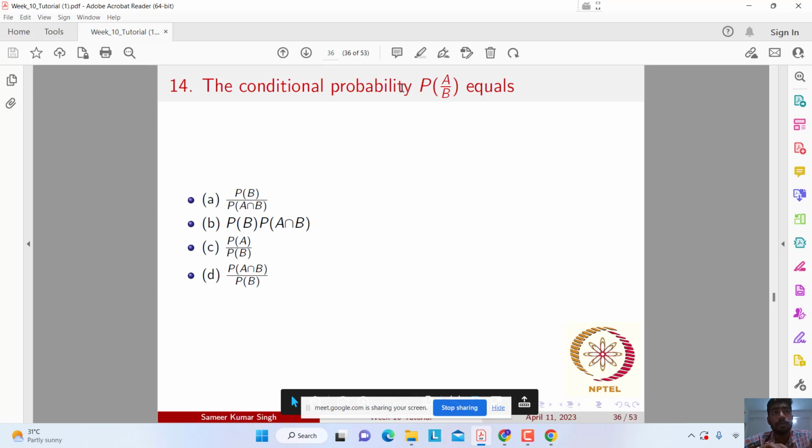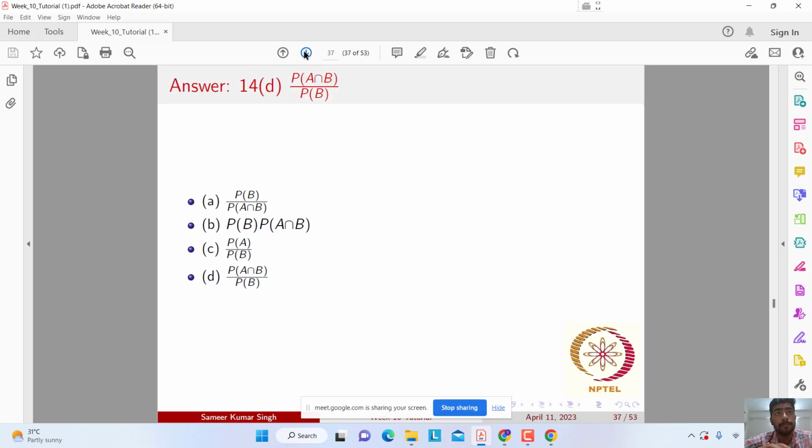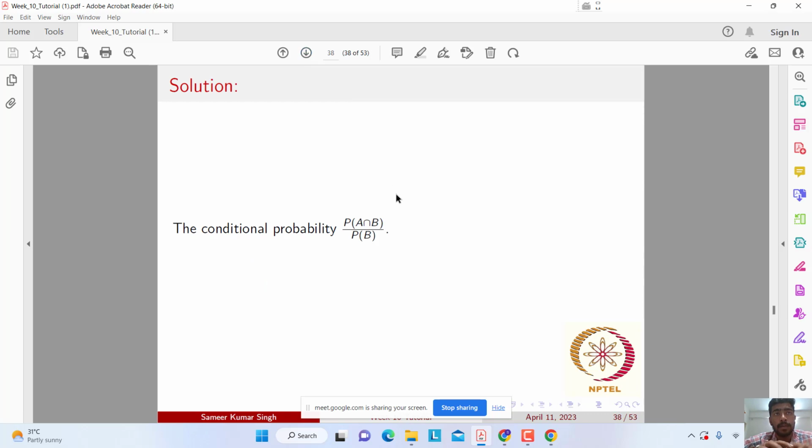So the answer will be this, the B part. And this is the formula to calculate a conditional probability.